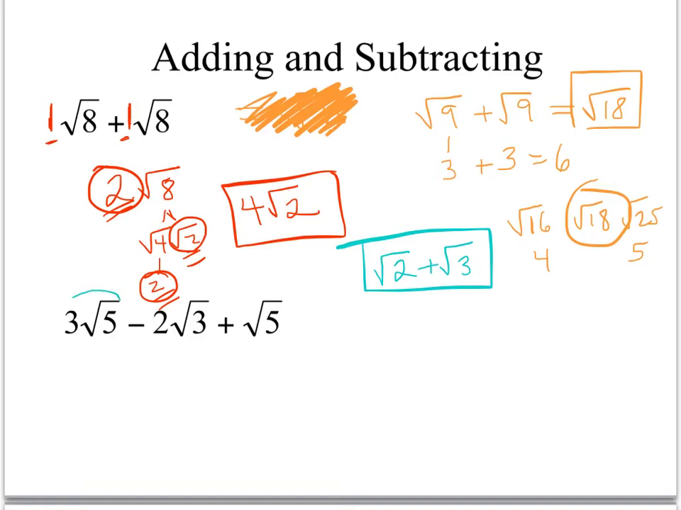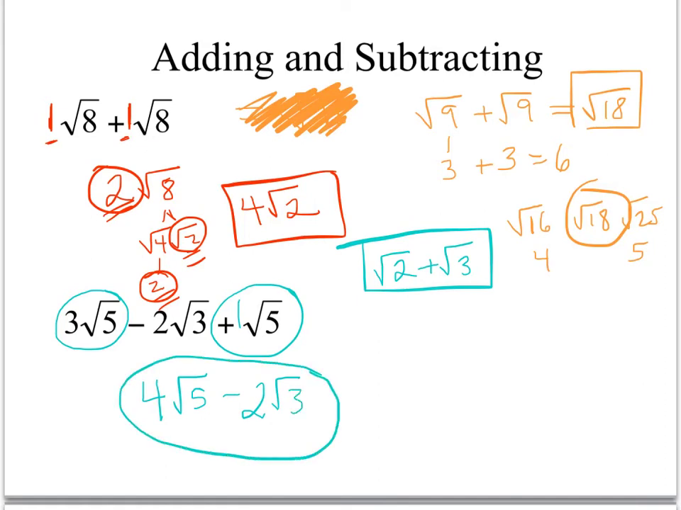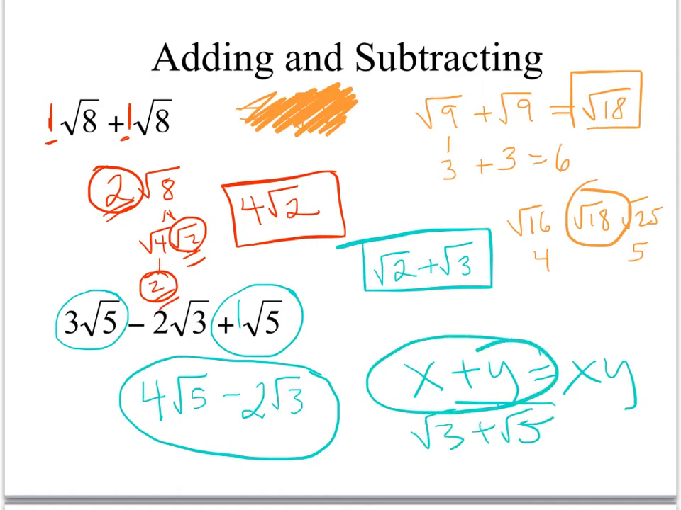So in my problem below, I can only combine 3 root 5 plus 1 root 5. 3 plus 1 gives me 4 root 5 minus 2 root 3. I can't do anything with 2 root 3, so what I have circled is my final and simplified answer. It's kind of like trying to add x's and y's together. I can't say x plus y is xy or something crazy like that. It's the same thing. Root 3 plus root 5 cannot be added. X plus y is simplified. Root 3 plus root 5 is simplified.